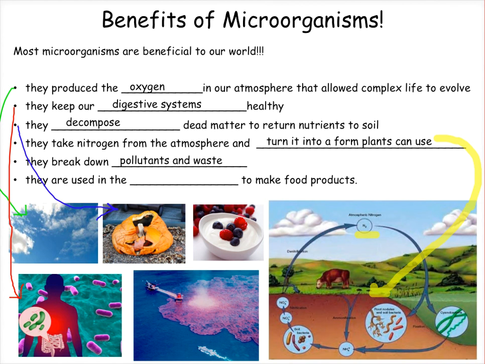Finally, in terms of our environment, the pollutants and waste that we add to the environment are often broken down by bacteria. And so we can see that here. This is an oil spill. One of the primary ways that things like this get cleaned up are that bacteria will digest that oil. Finally, microorganisms in general are used in the food industry to make food products that we like. So if you like yogurt and ice cream, thank a microorganism.